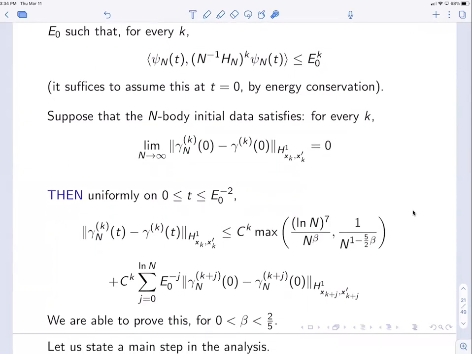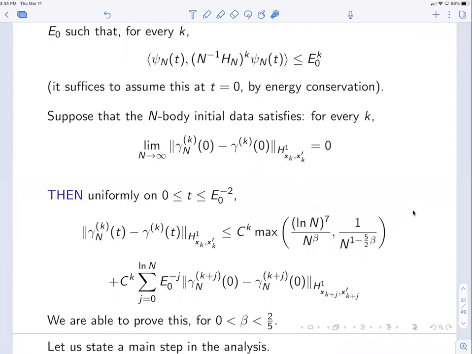And then the conclusion is going to be one in which the corresponding solutions match up asymptotically. So then uniformly in time, and time is up to E0 to the -2, so it is a short time result. We have that the H1 norm of the difference between the n particle kth density and the kth GP density associated to NLS is bounded by a certain expression giving us the rate at which this is going to go to 0, right? And that is dominated for small beta, right?